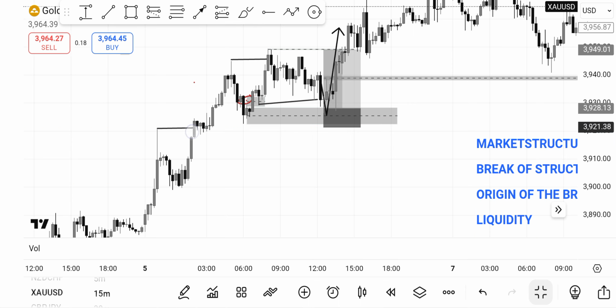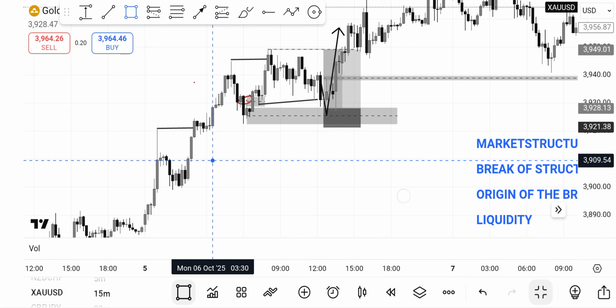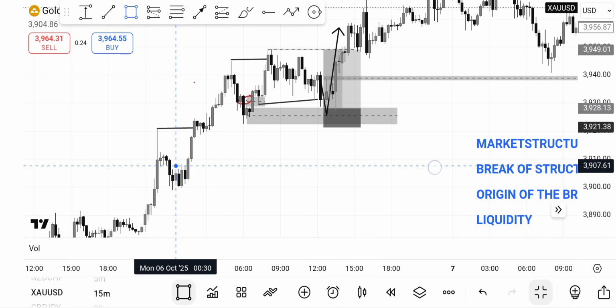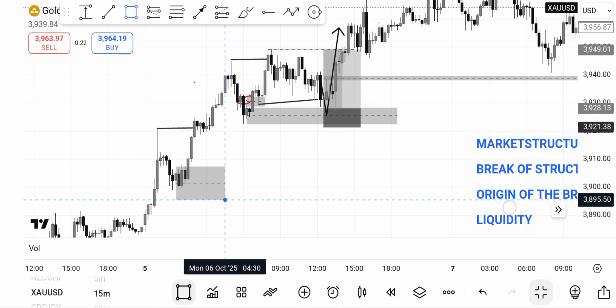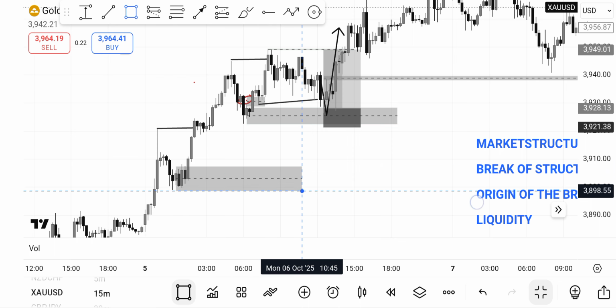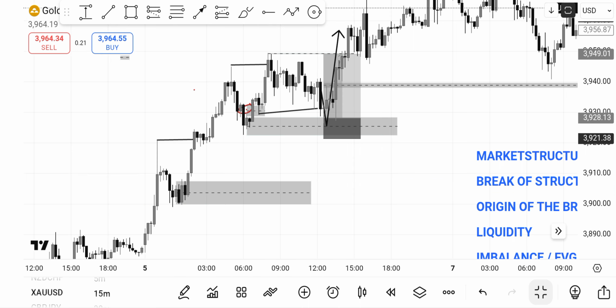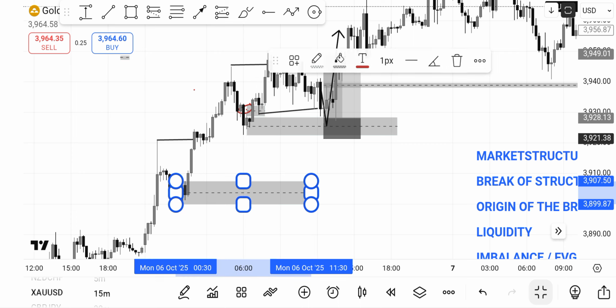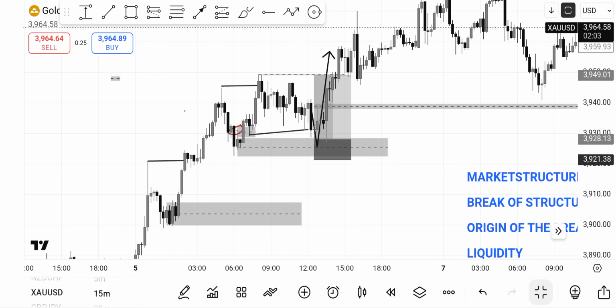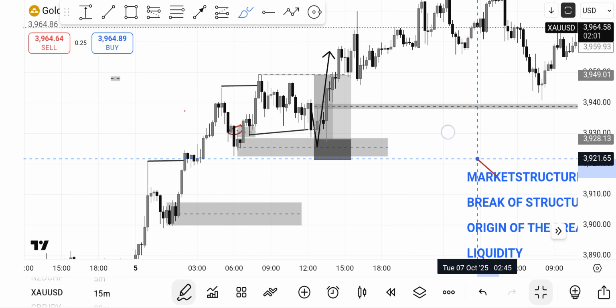This is also a break of structure, and this is the origin of this break of structure. So sometimes price comes back to your origin, sometimes it doesn't, but all you have to do is be patient and wait. If it doesn't, you wait for another break of structure. Like here, I had to ignore this because the market had to make a pullback.